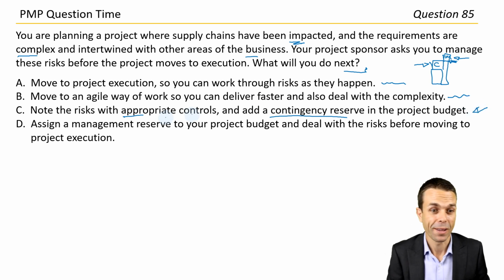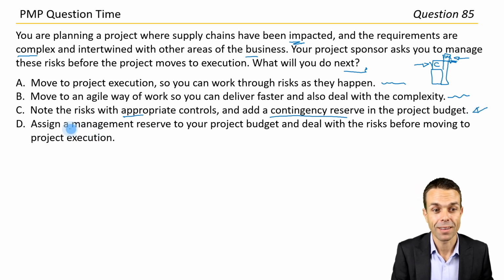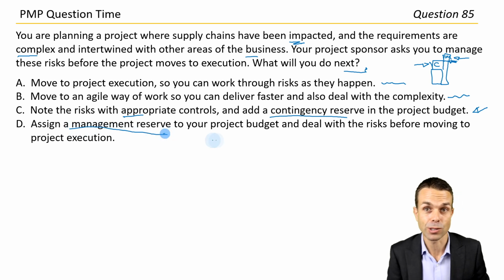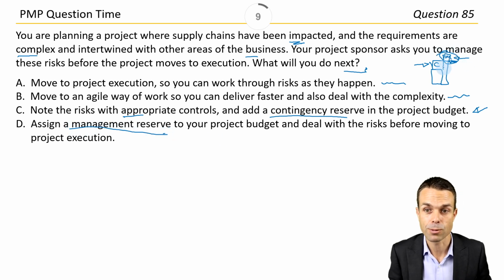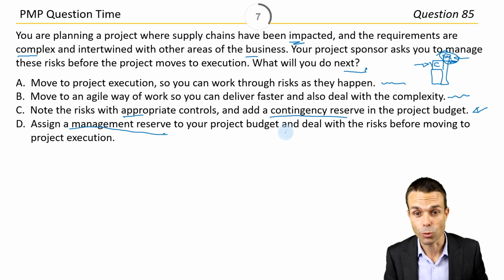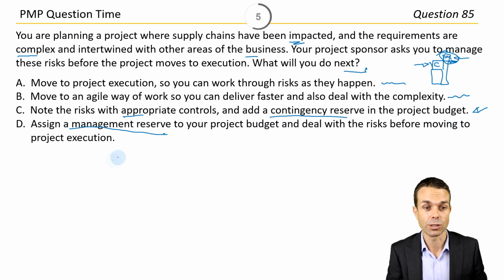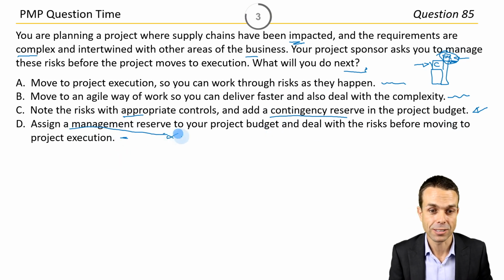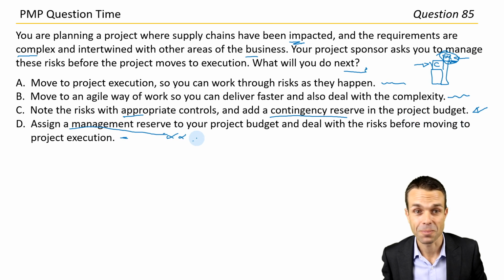That's actually pretty good. Assign a management reserve. Oh, and that's a nice one, sort of throwing us off there. But as we saw, management reserve, more for scope. So to deal with the risks before moving to project execution, not that one for us. Let's go with answer C.